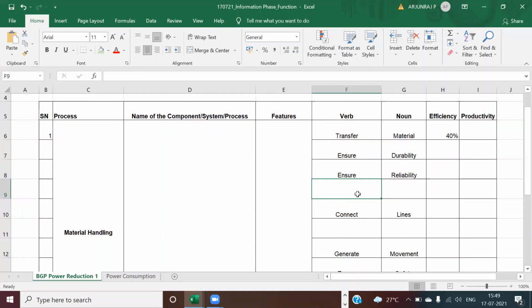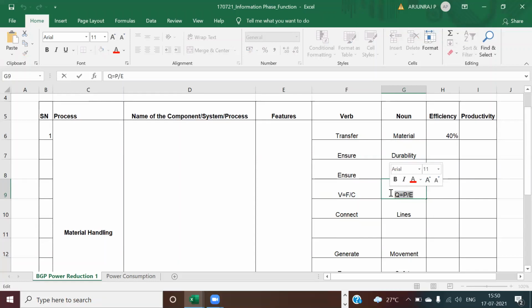How can you define quality? Quality is defined as the ratio between performance and expectation, P by E. And value is defined as the ratio between function and cost. Function and performance are both the same, which means quality and value are the same. It's not that. Quality is a bigger word, value is also a bigger word. So let us not put it that way.